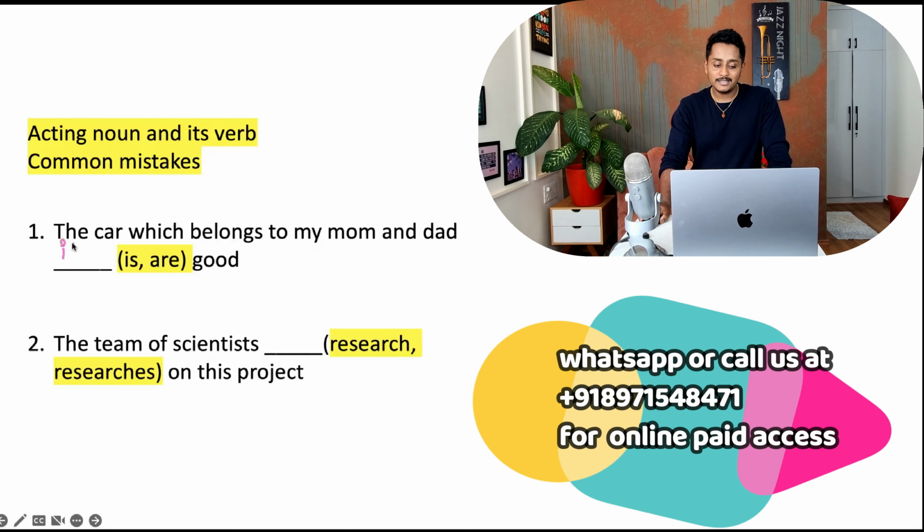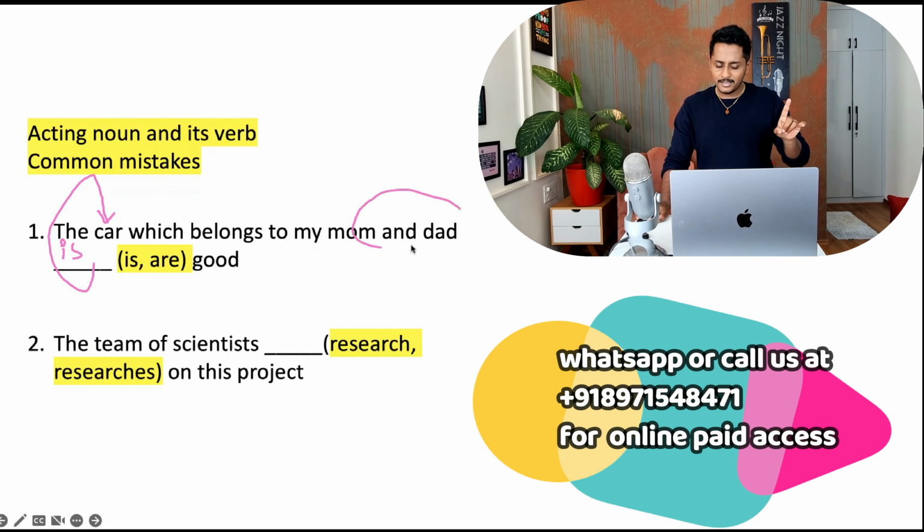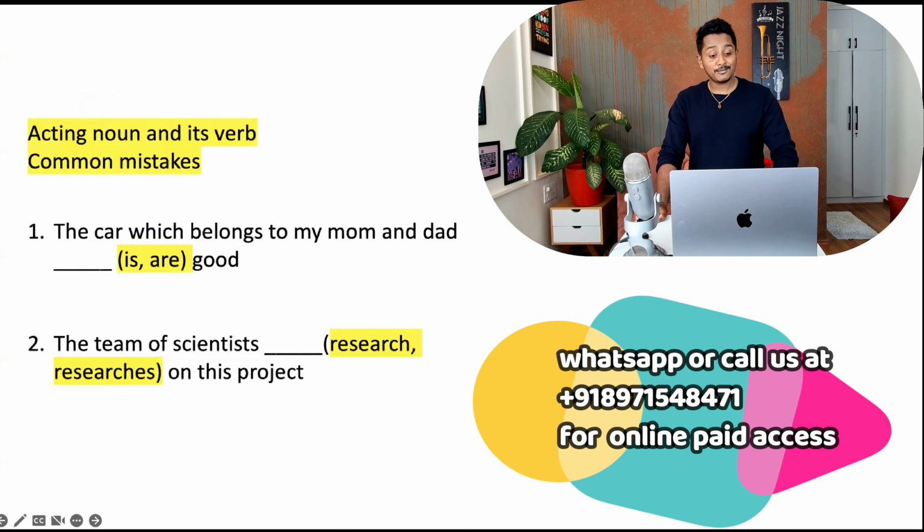This has to be is, because the noun for this verb is the car, which is approximately 10 kilometers away. Mom and dad is closer to the verb, but that's not the acting noun. The previous sentences, all these were the acting nouns for these verbs. He is the acting noun for eats. Stores is the acting noun. Sorry, computer is the acting noun for stores. It's very simple, but now when you have more than one noun, that's where the trouble starts.